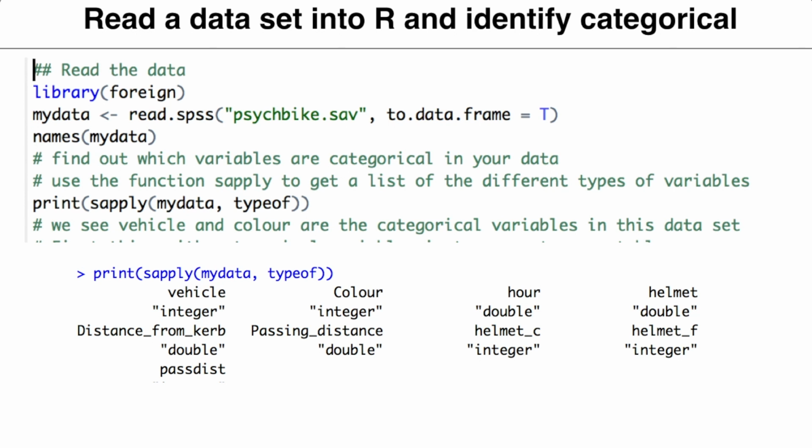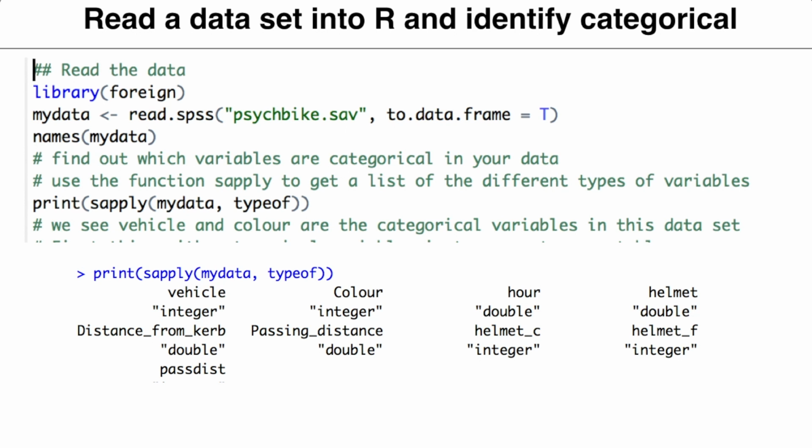Otherwise, if you type typeof and then pass as an argument an object and it returns factor, then you know that that is very definitely a categorical variable. Okay. So in this case, we use another function, and we pass myData, which is the data frame object, and typeof, which is the function, as two arguments to that function, which is called sapply.